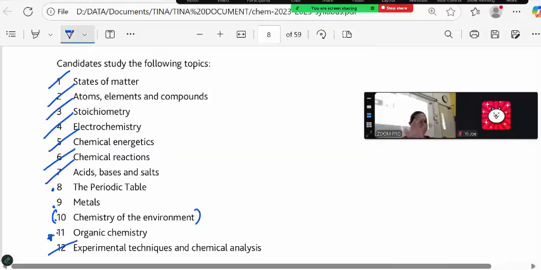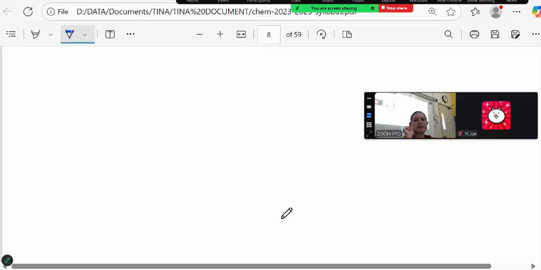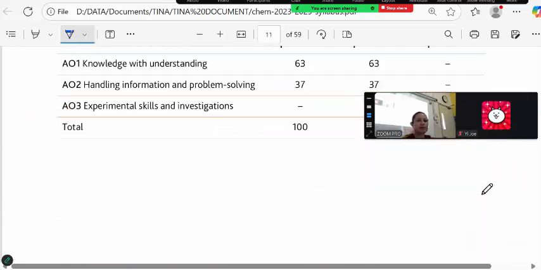Okay, chapter 10 is very easy. It is also connected to what you learn in Form 3 science, chemistry of the environment. So what I'm going to teach you now is chemistry of the environment, chapter 10.